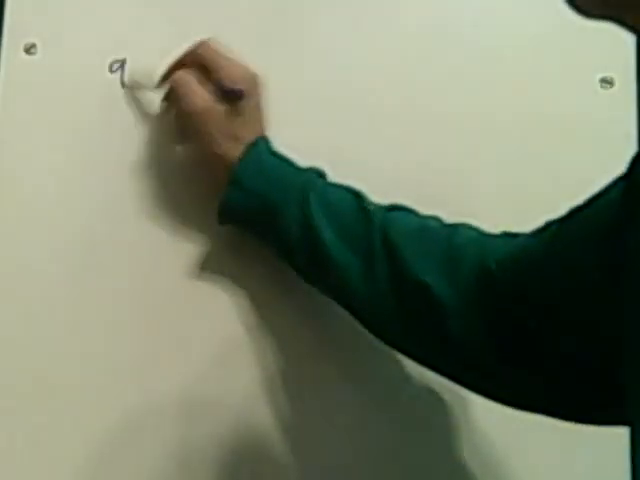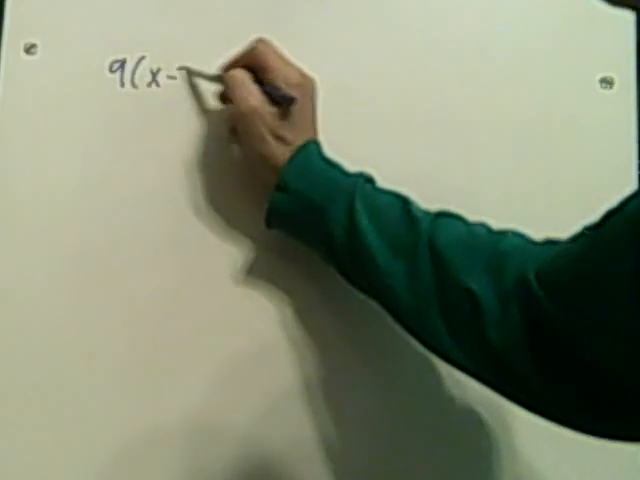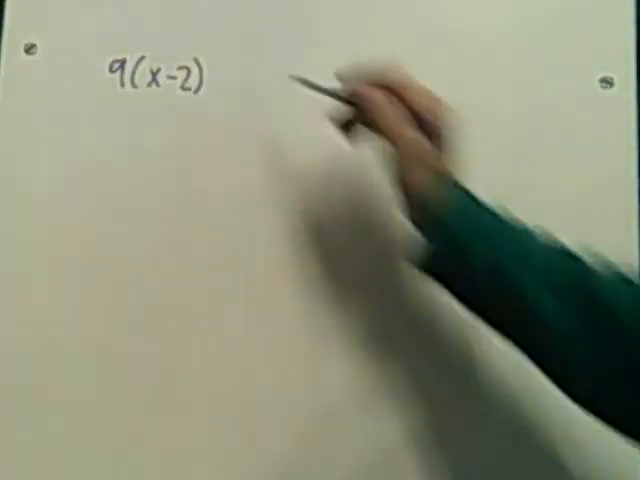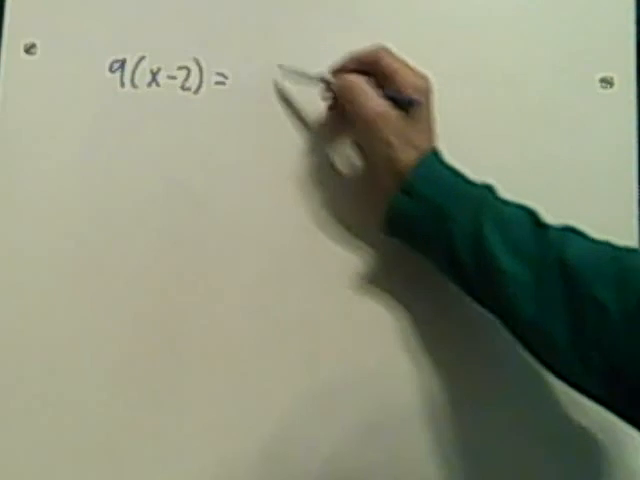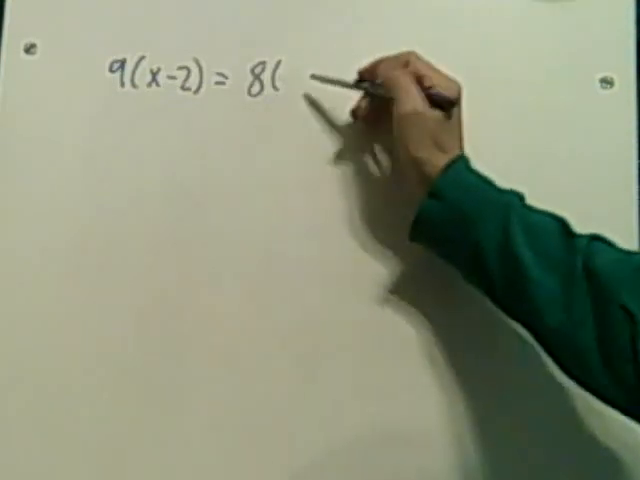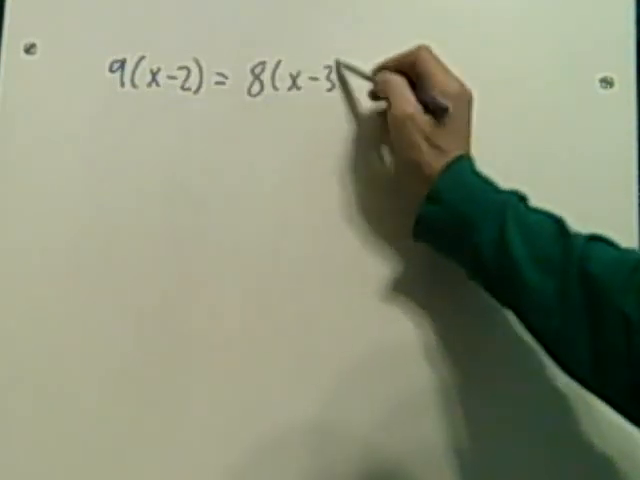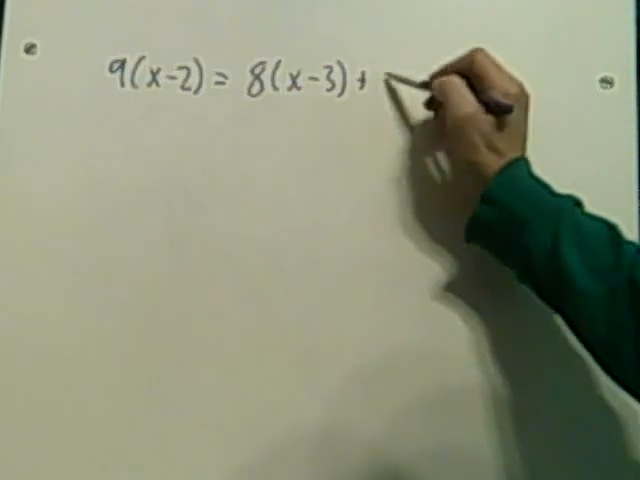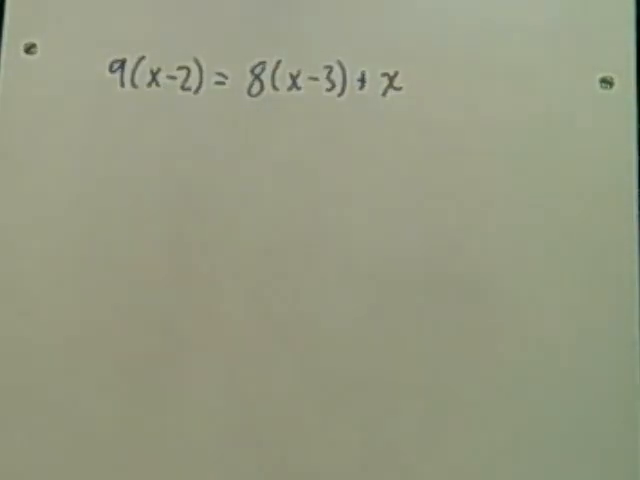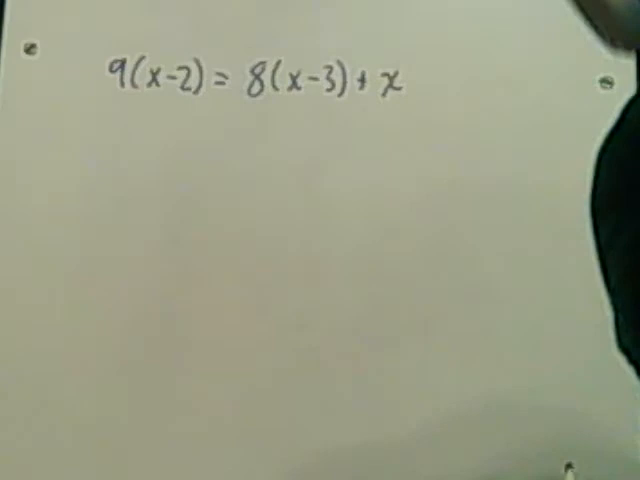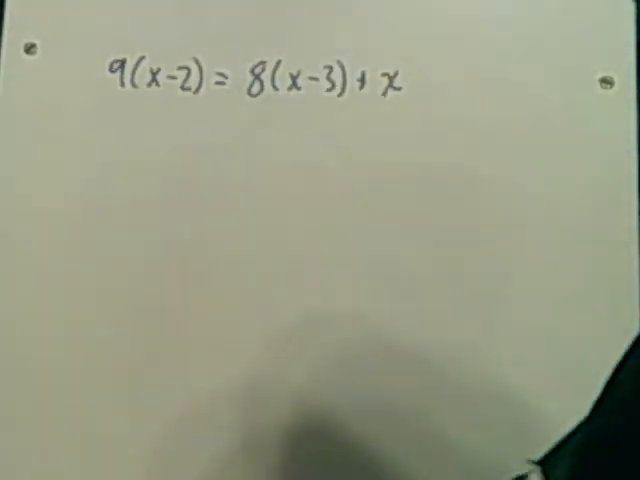Okay, 54 is the next one. 9 times x minus 2 equals 8 times x minus 3 plus x. So they've been giving us some tricky ones. The one thing that you just have to worry about is you can't divide by 0. That's undefined. Sometimes that gives you a trick.